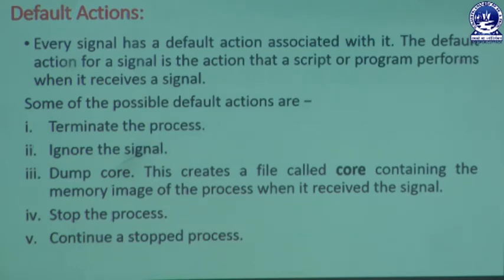The fourth one is stop the process. Whenever the user wants to stop that process activity, we can use this stop the process signal. The next one is continue a stopped process. If a user wants to resume a process or program, we can invoke this continue a stopped process. These 5 activities, terminate, ignore, dump core, stop the process and continue a stopped process, are automatically executed in our Unix prompt.